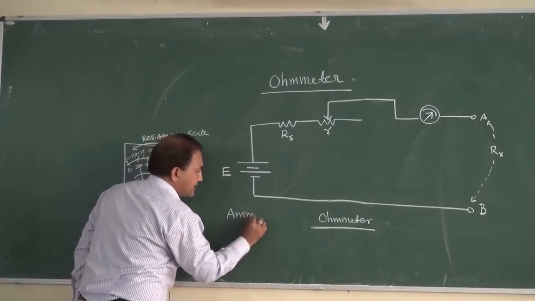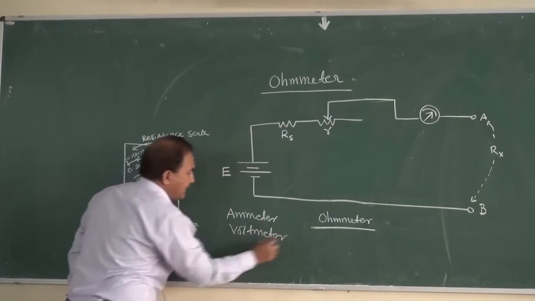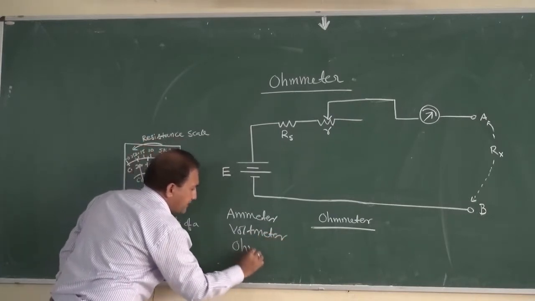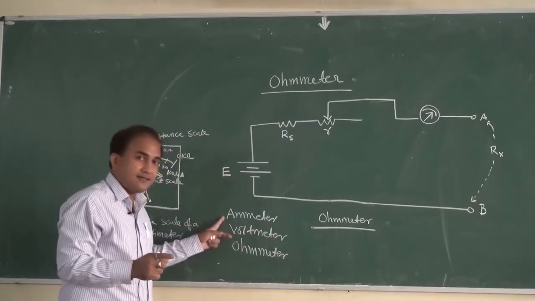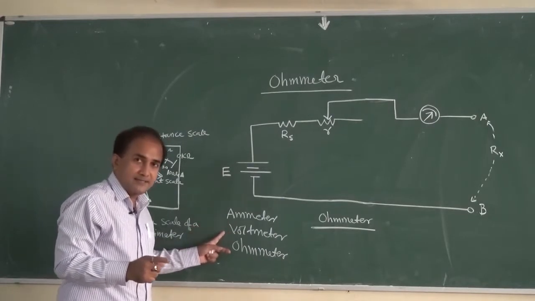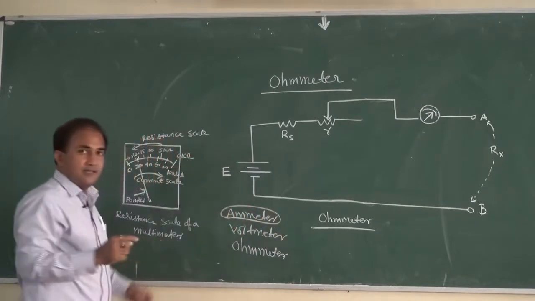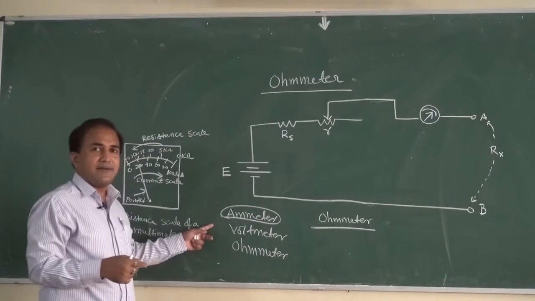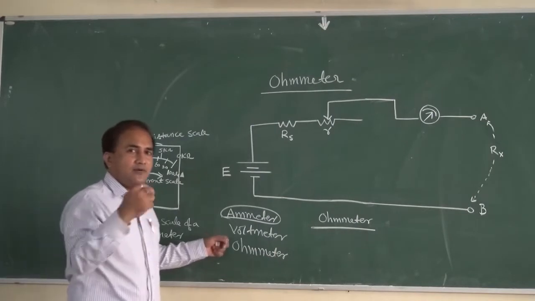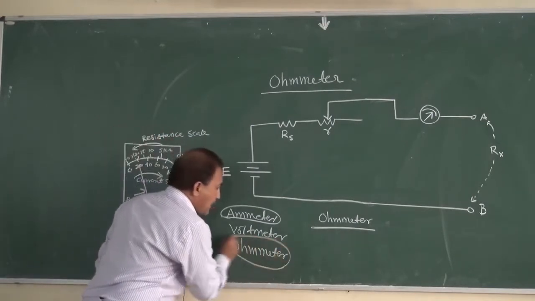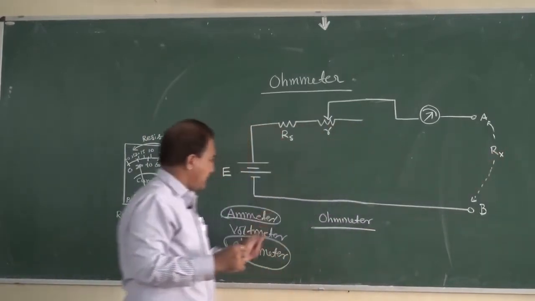We can use it as ammeter, we can use it as voltmeter, and we can use it as ohm meter. Multimeter can be used as ammeter, as voltmeter and as ohm meter. Ammeter can be used for the measurement of current, voltmeter for the measurement of voltage, and ohm meter for the measurement of unknown resistance. So how can we measure the value of unknown resistance by using ohm meter?